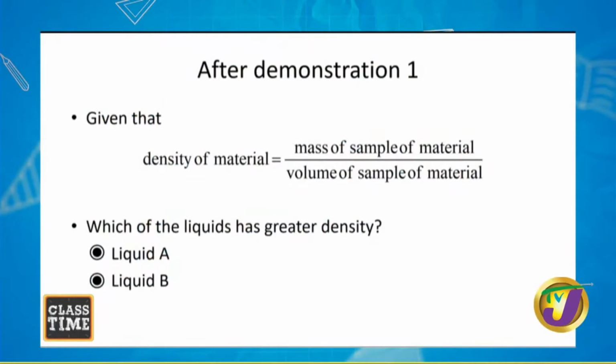So here we have specifically that the density of a material is the mass of the sample of the material divided by the volume of the sample of the material. So we take a sample of the material and we find its mass and its volume. And let's reflect on what we did in the demonstration here. We saw that when the volume of the materials was the same, the mass of liquid A was greater than the mass of liquid B. When the masses were the same, the volume of liquid B is greater than the volume of liquid A.